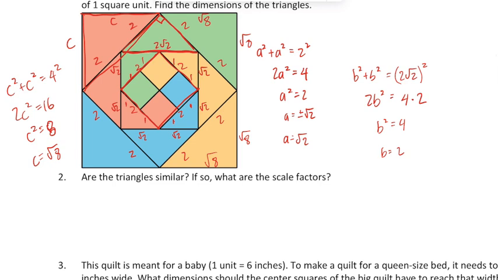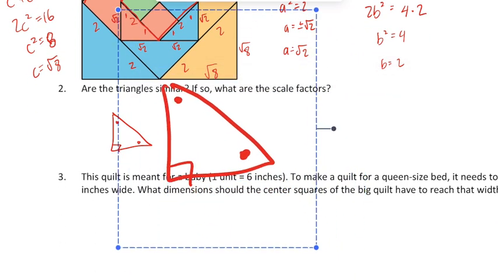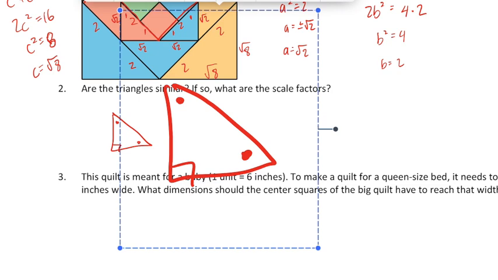All right, are the triangles similar? If so, what are the scale factors? Yes, they are similar. They are all right isosceles triangles. So all of the angles must be the same. If you have 2 triangles and they both have right angles and these 2 are the same, right? Then we know that no matter the size, like even if I enlarge this, the angles will be the same.